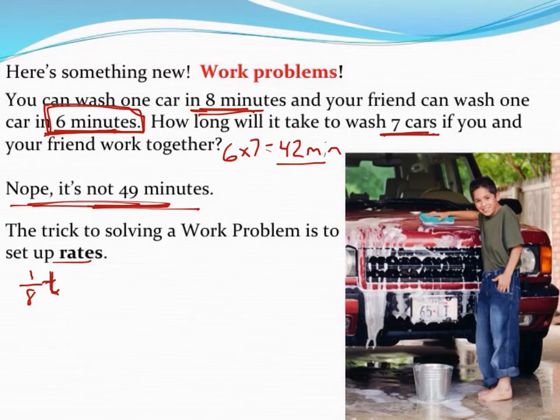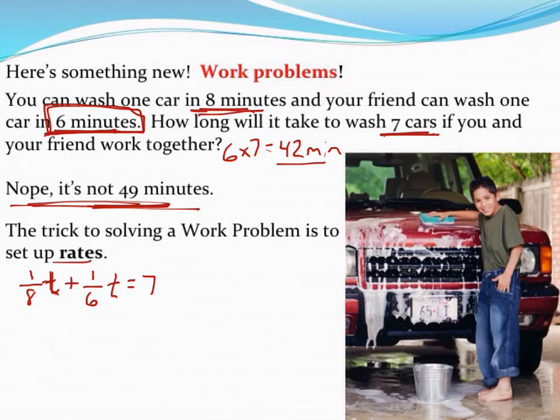In addition to that though, so plus, I've got somebody helping out. Their rate is that they can wash 1 car per 6 minutes. And again, it's the rate times the time it's going to take them to do it, which I don't know, but I know it's the same as the other guy's time. I'm going to set that equal to the number of cars I want to wash altogether, which is 7.